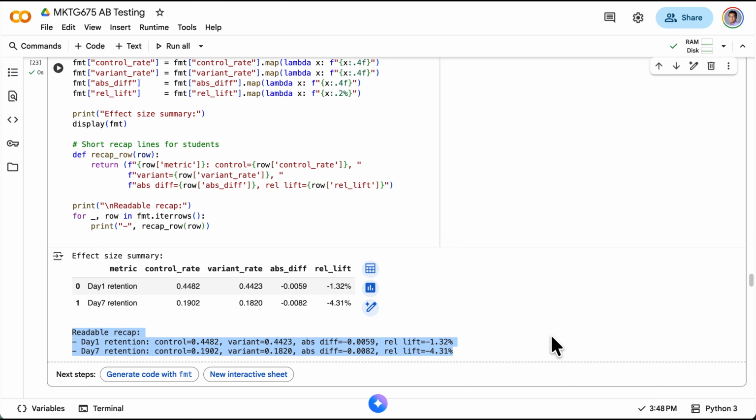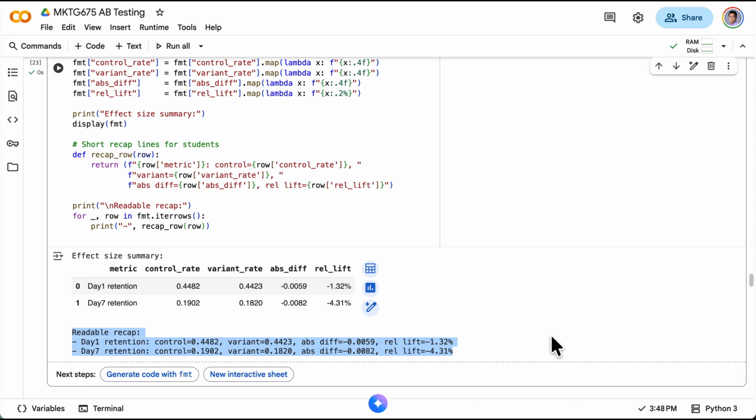Two important comments. First, these numbers tell us how big the difference is in business terms. A change of 0.8 percentage points may or may not matter, depending on how many users you have and how valuable each retained user is. Second, we are still looking at sample estimates. Even a negative 4% relative lift might be explainable by random noise. To answer the "is this likely just chance" question, we need a formal statistical test. So this step is about size, not yet about certainty.